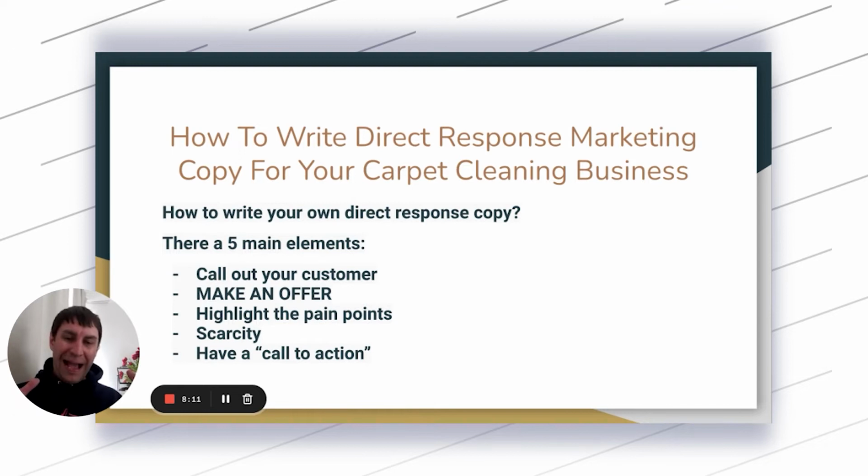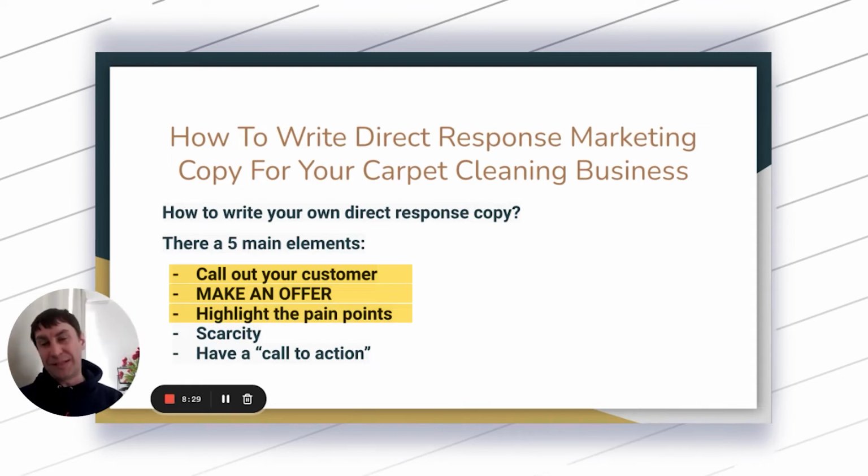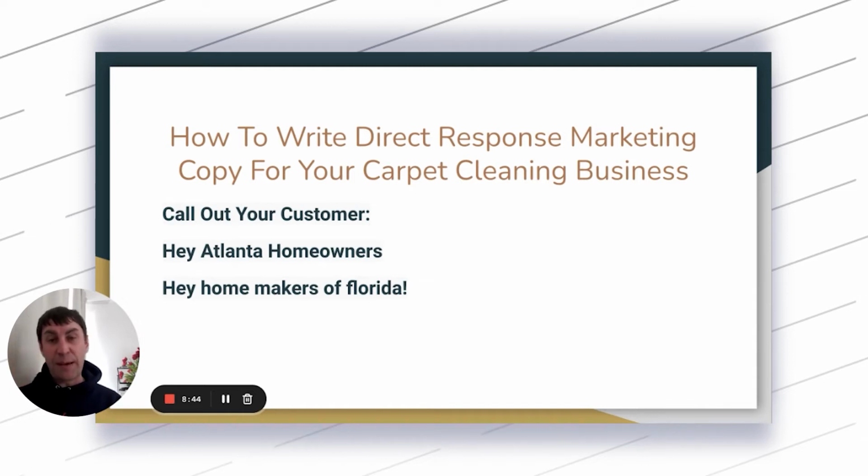So let's talk about how to write your own direct response copy. There are 5 main elements, and we're going to break down each one and go into the details of each one. Number 1 is call out your customer, like your avatar, your ideal customer. Call out the people that you're talking to, make an offer, highlight the pain points, create scarcity, and probably the most important thing of all that actually makes it direct response copy is have a call to action. So let's go through each step piece by piece.